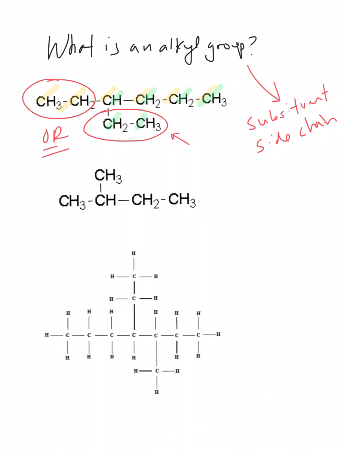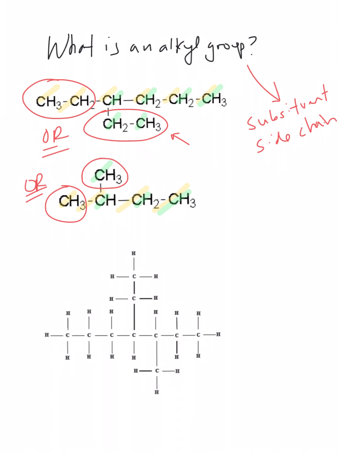Same thing on the next molecule. You would count for the longest run. It's 1, 2, 3, 4, or maybe you count it this way. Doesn't matter. 1, 2, 3, 4. Again, your alkyl group is going to be either this little branch or this little branch, okay? It's not going to be both. It's going to be either or.